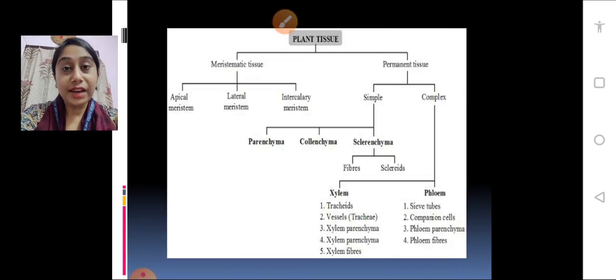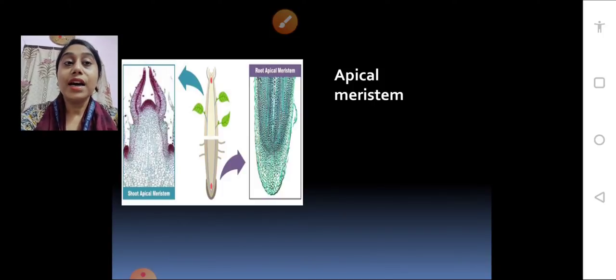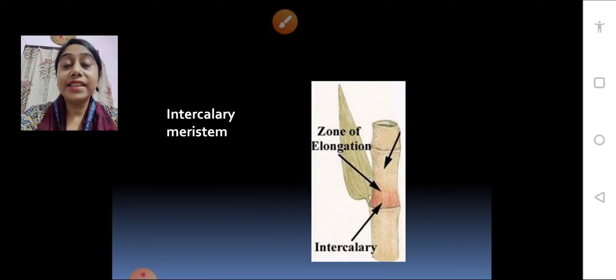So initially we have defined what is a tissue, and then we have differentiated between plant and animal tissues. Then we have classified a plant tissue into various types. Let us revise the types. Apical meristem is present at the apex of the stem and the root. Then lateral meristem is present below the bark of the trees. Then intercalary meristem is present at the base of the leaf and at the internodal area in the stems.